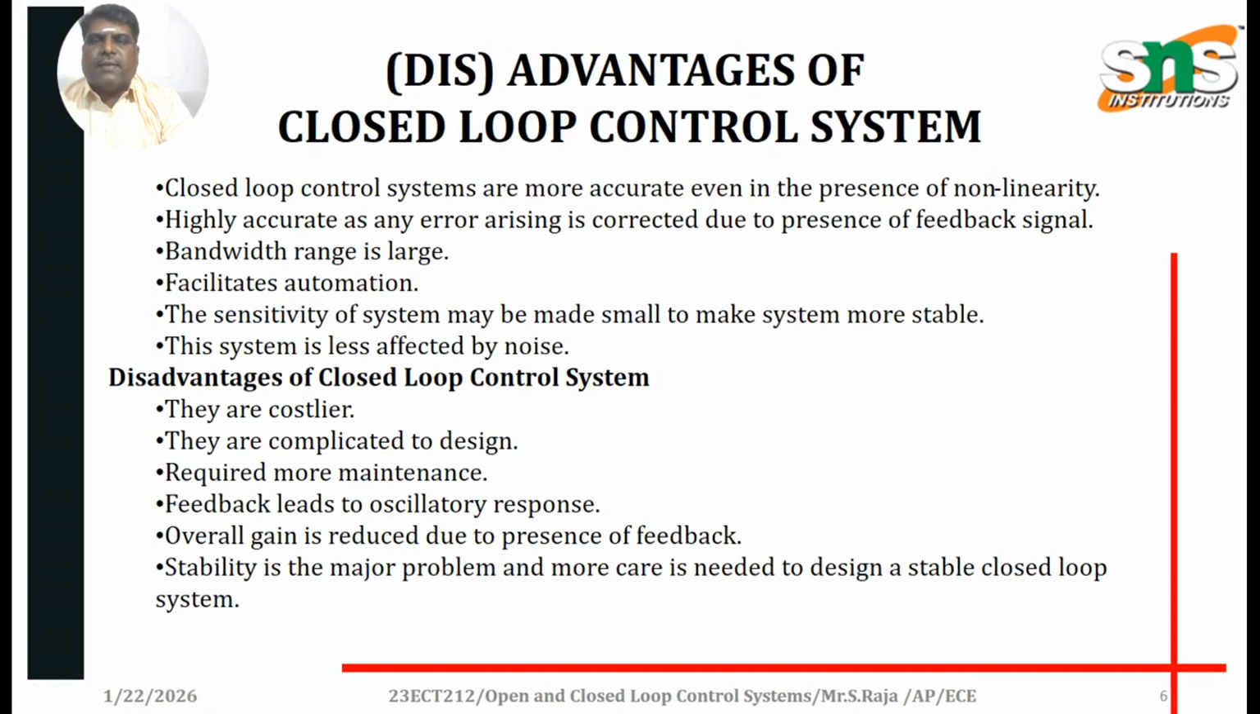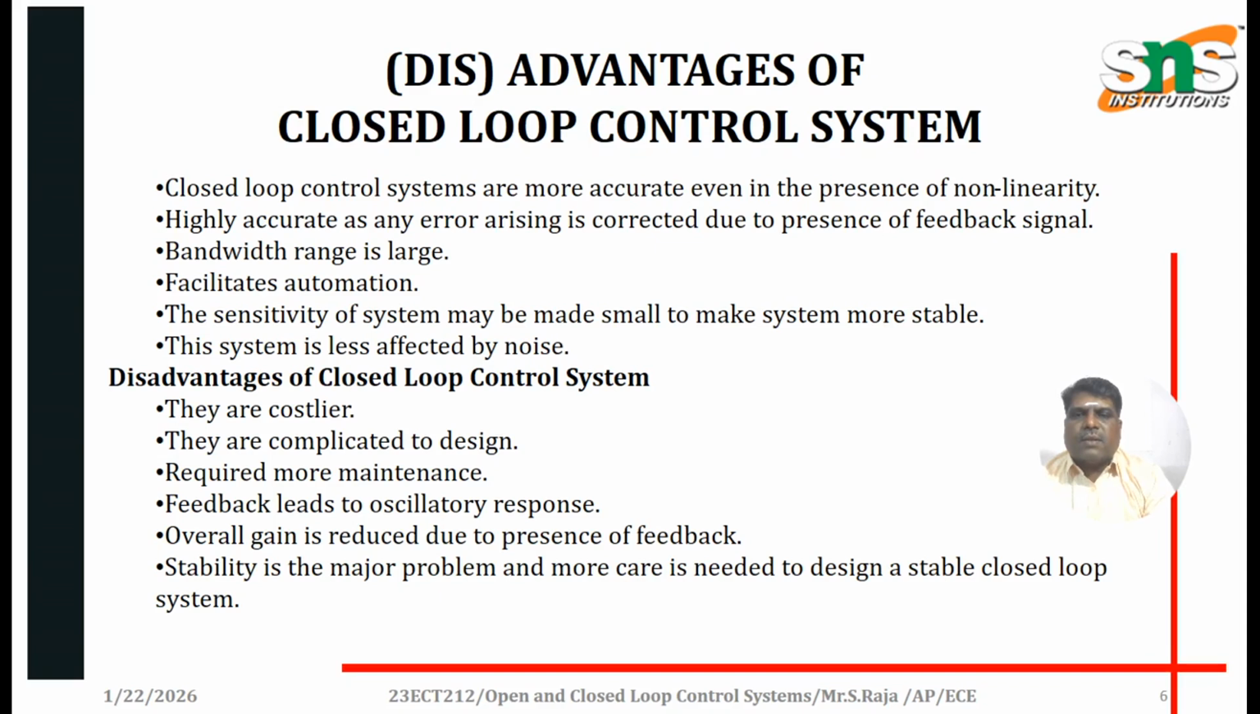Advantages of closed loop control system. Closed loop control systems are most accurate even in the presence of non-linearity. Highly accurate, as any error is corrected due to the presence of the feedback signal. Bandwidth range is very large. They facilitate automation. The sensitivity of the system may be made small to make the system more stable. The system is less affected by noise.